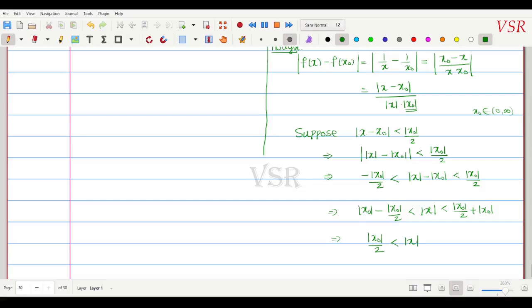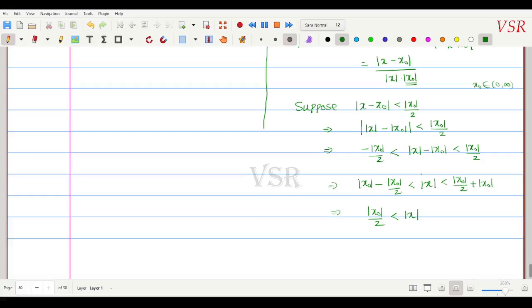Okay, provided this condition happens. Okay, so this implies that, let us look at the reciprocal. If we take the reciprocal, 1 divided by mod x is always less than or equal to 2 divided by mod x0.